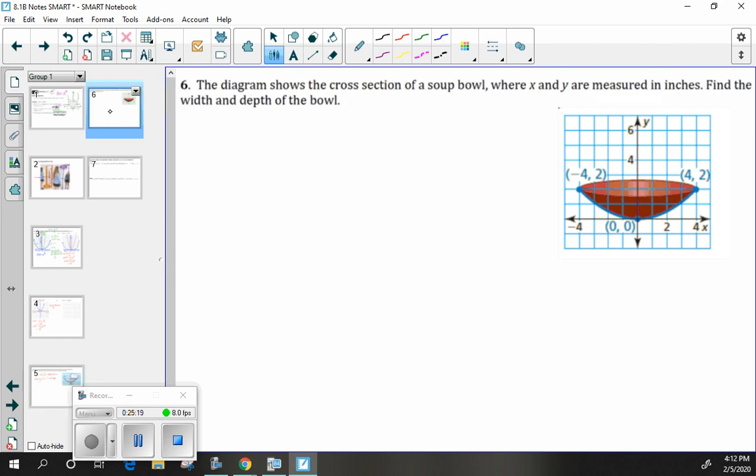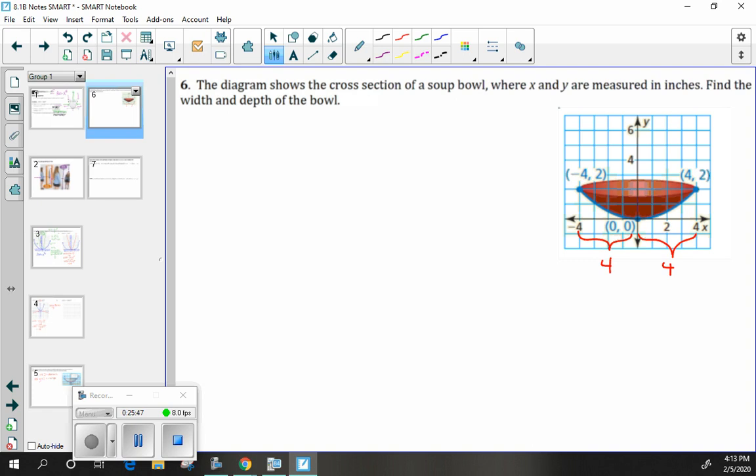Going on to number 6, now we're going to look at that cross-section of a soup bowl where x and y are measured in inches. So doing the width and the depth, we're going to use the domain and the range to find the width and the depth of the bowl. If we are looking at the width, we can see that it goes from -4 to 0, and it goes from 0 to 4. Both of those are 4 units, correct? Even though one is a -4.